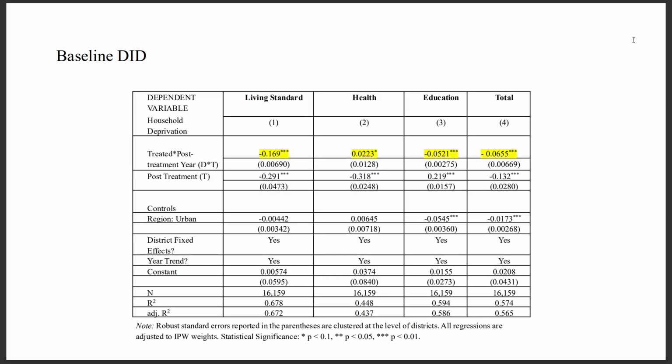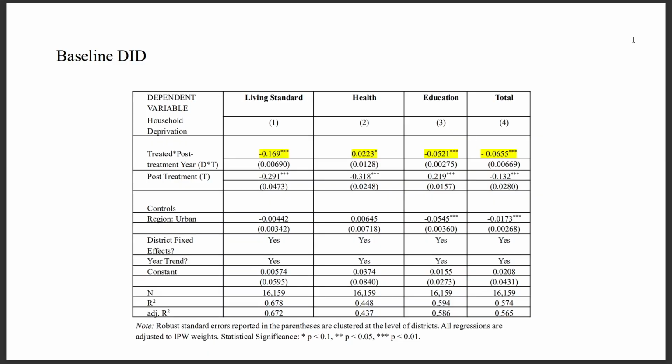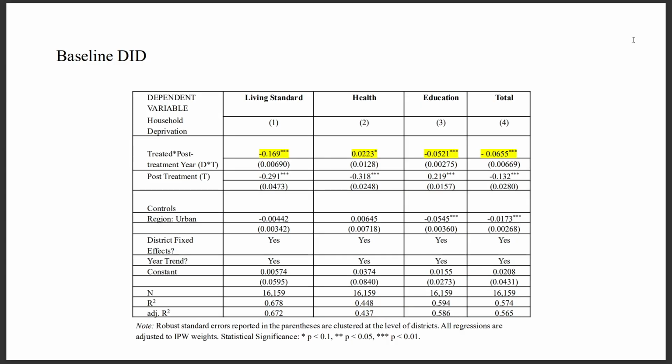The baseline DID analysis also shows there are significant changes happening. So, for example, in living standards, there is a decrease in deprivation where the Chinese projects have been constructed. Similarly, there has been a decrease in educational deprivation, not too big, but still significant. And also total deprivation has gone down by roughly 6%. But health deprivation, interestingly, has gone up.